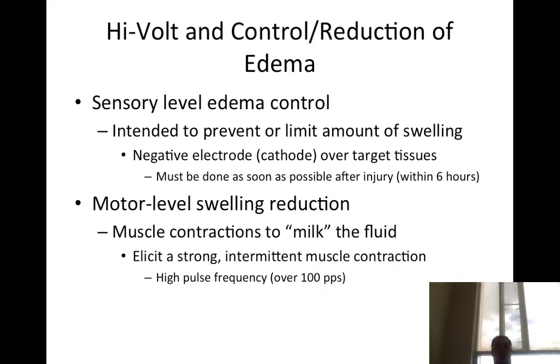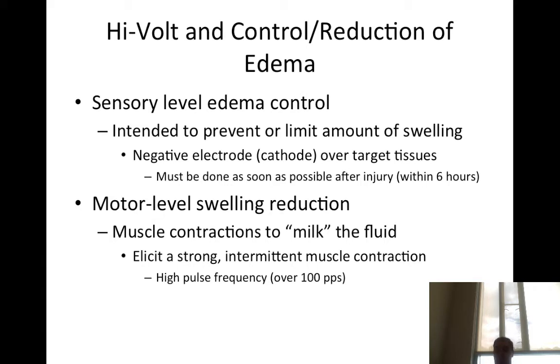Sensory level edema control is intended to prevent or limit the amount of swelling. The negative electrode, the cathode, would be over the target tissues. So if I just had somebody sprain their ankle, I could put the negative electrode, or the cathode, over the target tissue, the lateral ankle, right? And do that within 6 hours, and that should help prevent or limit the amount of swelling. Again, though, there's very little research out there on this.